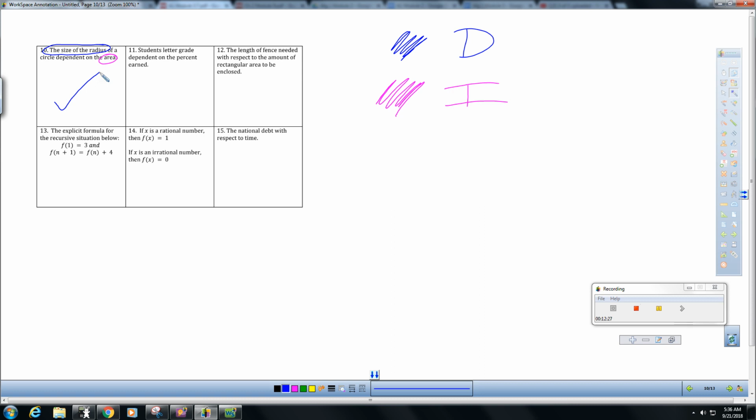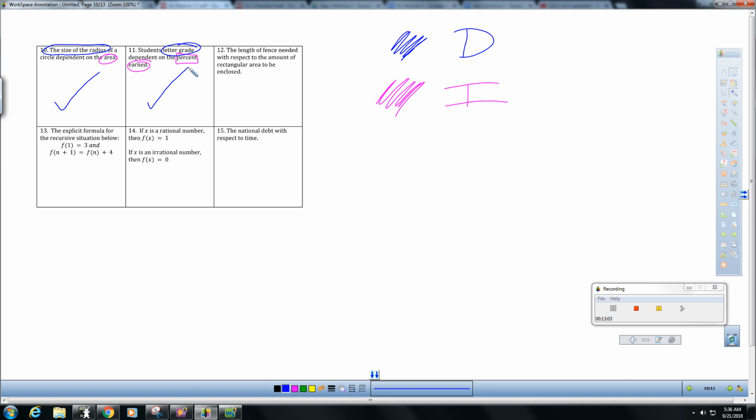Students' letter grade dependent on the percent earned. So, again, easy to pick out dependent and independent. We can pick any percent that is between 0 and 100. And this machine will pop us out a letter grade. It will pop us out a letter grade. So the letter grade is dependent on the percent. And I think if we put in 88.8, it would pop us out a B. If later on in the day we put in 88.8, it would still pop us out a B. So that is a function.